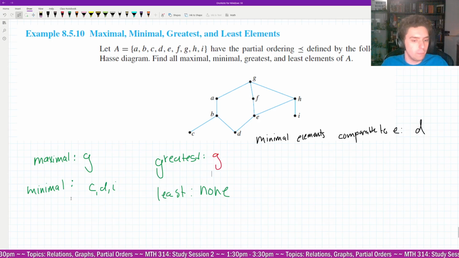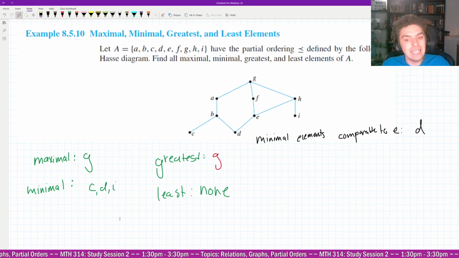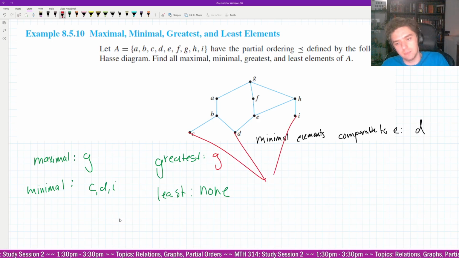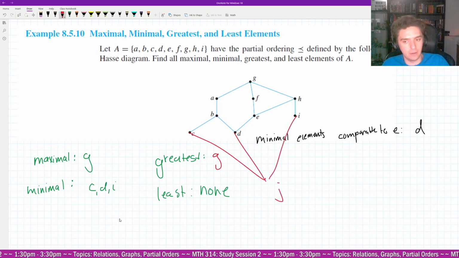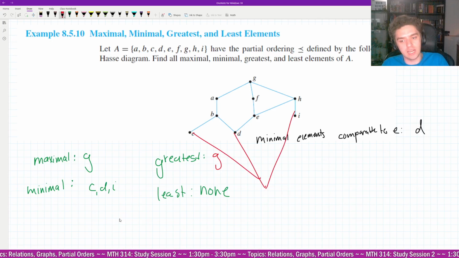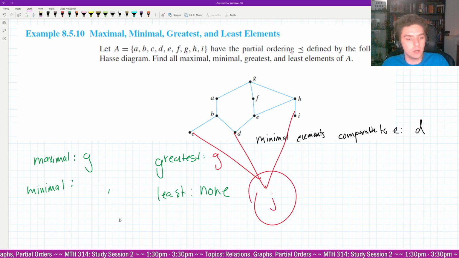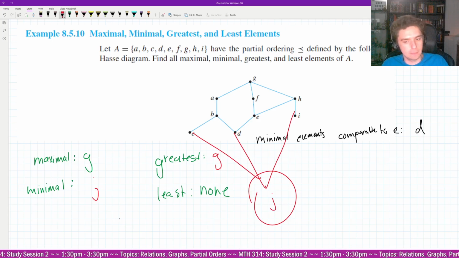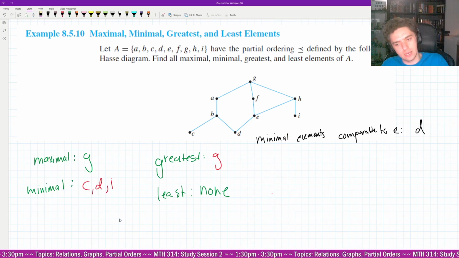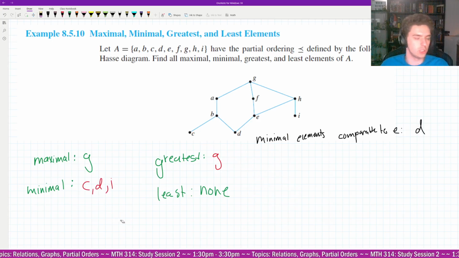And then similarly, minimal just means I have nothing below it. There's nothing comparable below it. Least means that it is less than everything else, right? Again, if I made a J here, that would be the least element now. But now I just have three minimals. And so to be clear, if this was a J here, this would be the least, and my only minimal would be J. C, D, and I would not be minimals anymore. But I do have C, D, and I, right? And I have no least element here because there's not a single element that is less than all the other elements.